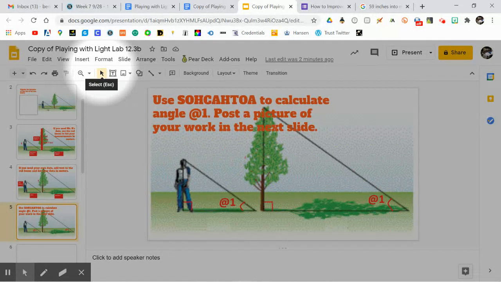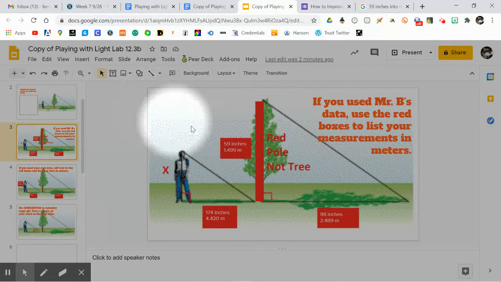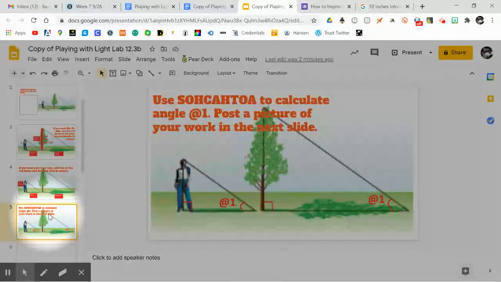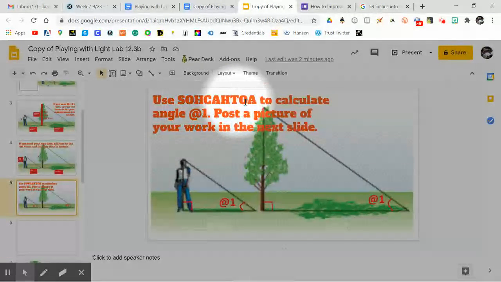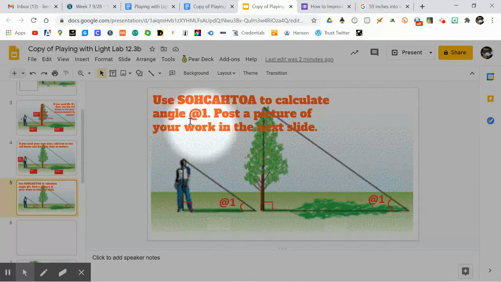And so now you are casting a shadow onto the floor, and the object is casting a shadow onto the floor. We want to find the angle of the position of the sun. That angle is going to be the same for you as well as for the tree, or for you as well as for the red pole, exactly. Okay, it says right here, use SOHCAHTOA to calculate angle at 1. Post a picture of your work in the next slide.